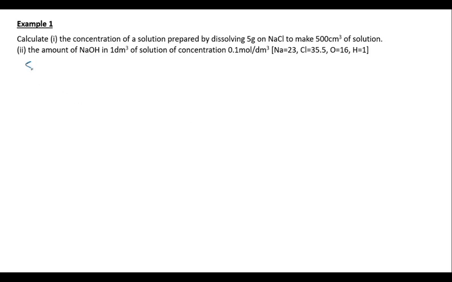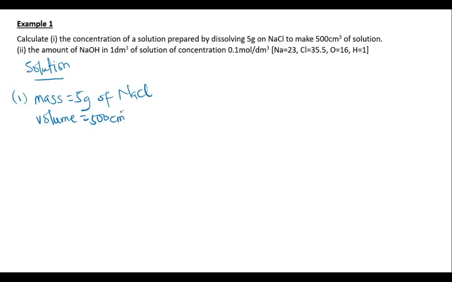So let's write our solution. So I, the concentration of solution prepared by dissolving 5 grams. So our mass is 5 grams of sodium chloride. Okay, so we have our volume to be 500 cm³, which when we convert into dm³ will be 0.5 dm³, because 1000 cm³ makes 1 dm³.